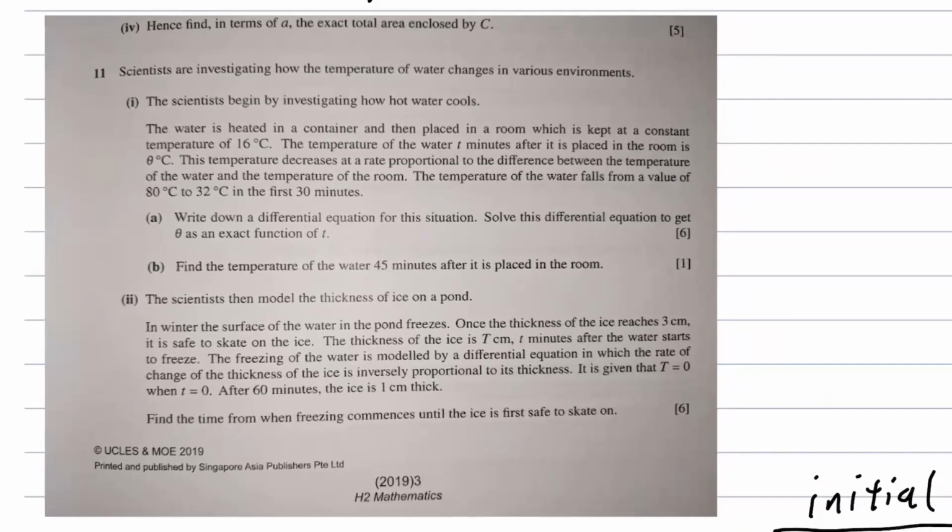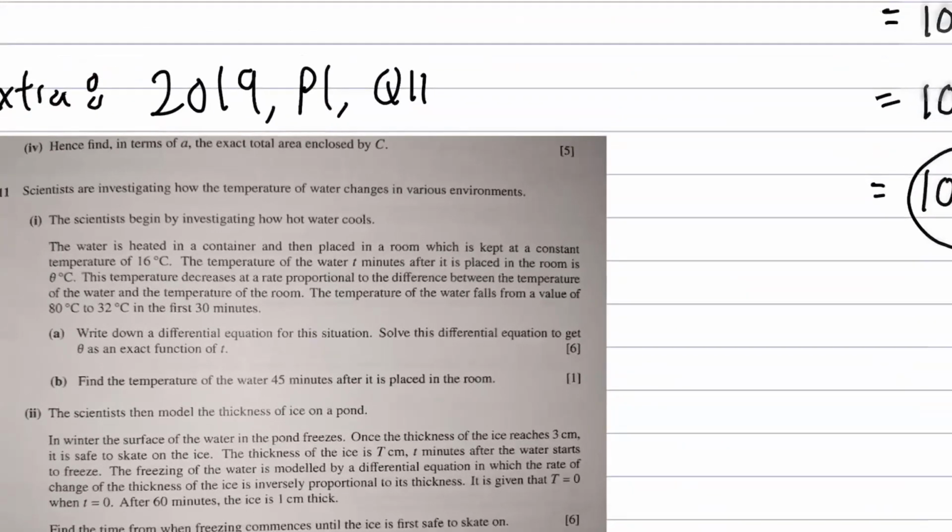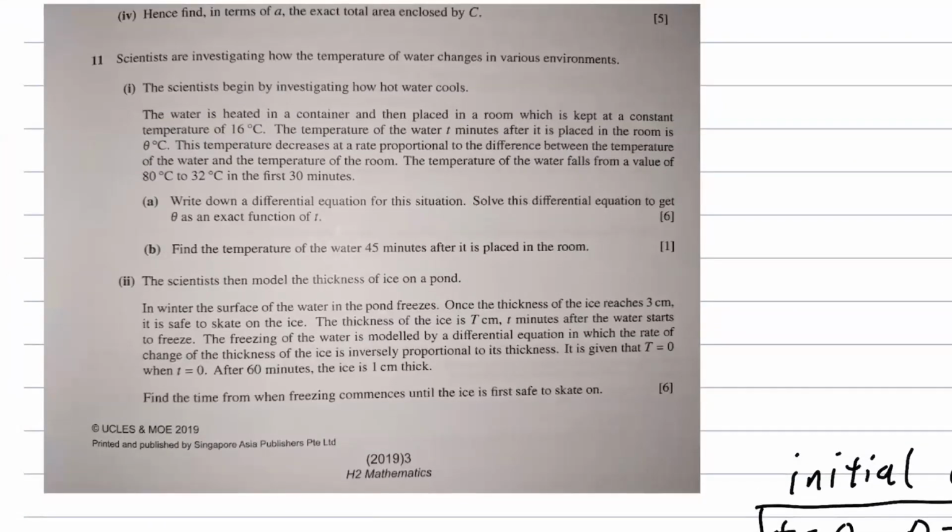So yeah, scientists investigating how hot water cools. Let's read the story. So water is heated in a container and then placed in a cool room. So it's cooler compared to the hot water, just normal room temperature, and it's kept at a constant temperature of 16 degrees Celsius. The temperature of the water T minutes after it is placed in the room is theta degrees Celsius. This temperature decreases at a rate proportional to the difference between the temperature of the water and the temperature of the room. So far, okay?